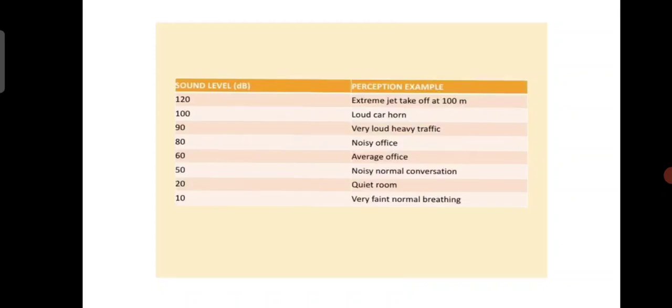40 to 60 is normal conversation, and 80 is a noisy office, 90 very heavy traffic, and 100 a loud vehicle traffic horn. 120 is the takeoff of a jet. Up to 140 decibel a human can hear, but 120 to 140 decibel causes a very abnormal reaction in our ears. Hence 120 to 140 decibel are avoided.